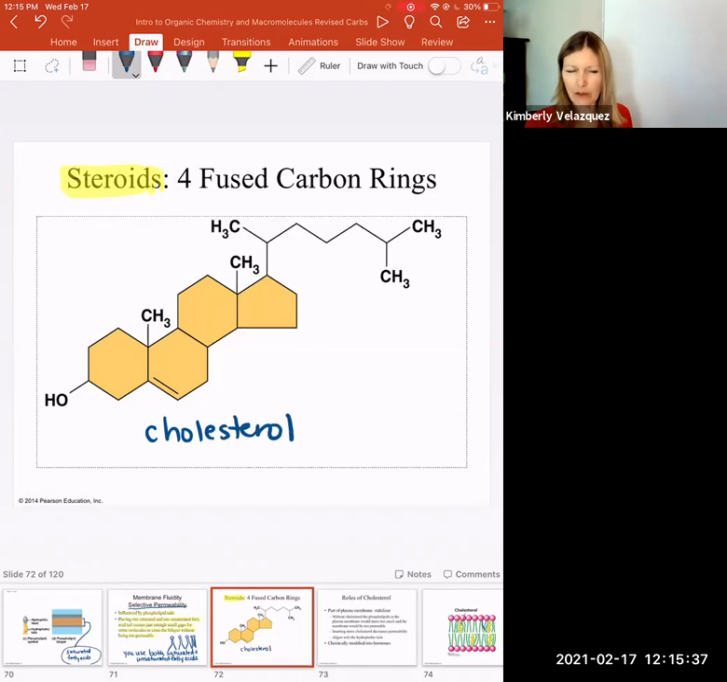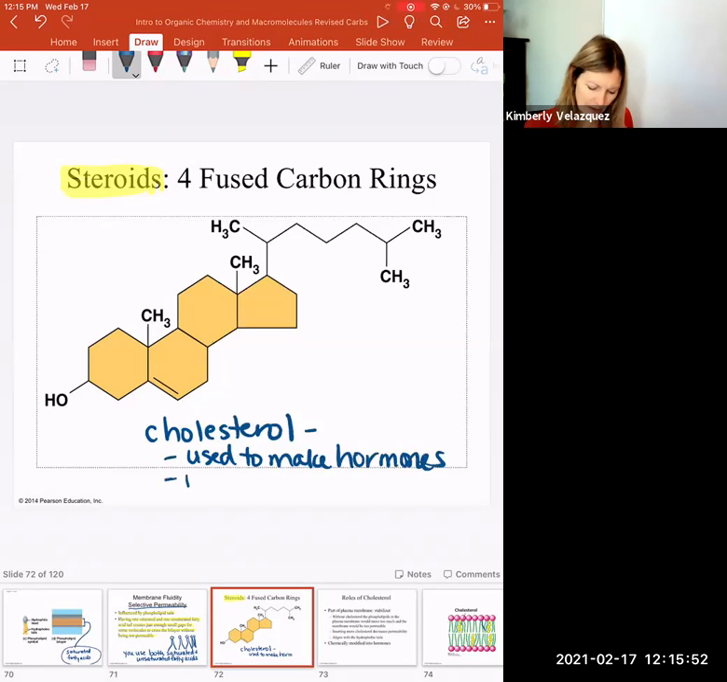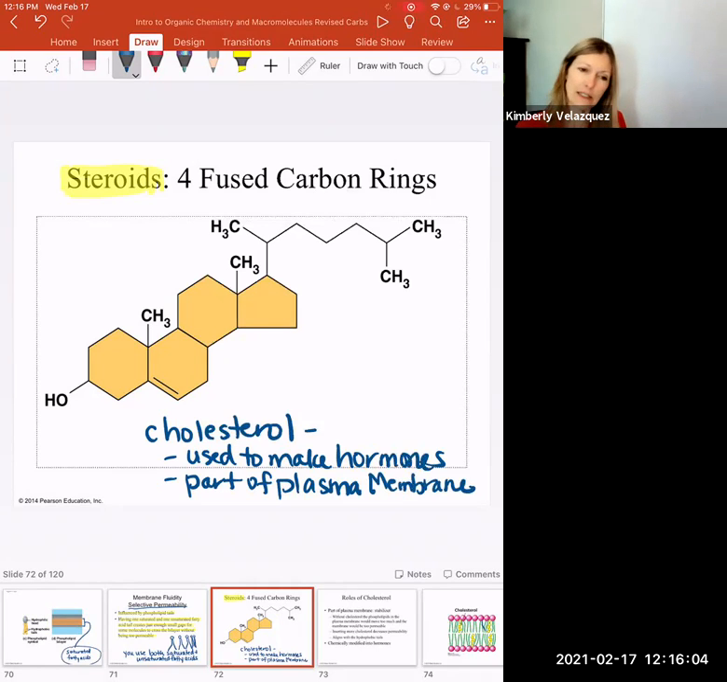Cholesterol gets a bad rap, but cholesterol is an important part of your diet because it is used to make hormones. And I'll give you a list of some of those hormones in a minute. And it's also part of the plasma membrane. So the plasma membrane is mostly phospholipids, but you're going to see that it also has cholesterol and it has some important proteins. And there are some other things going on there also.